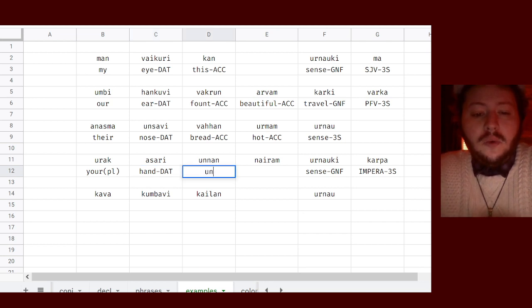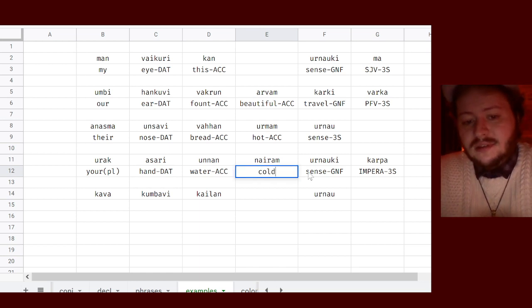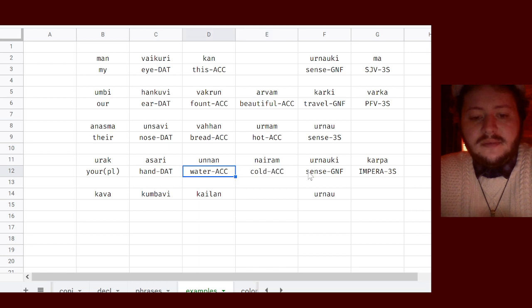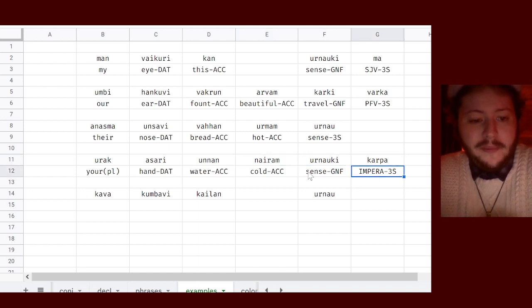Unnan, this is unna, and unna means water. This is water, accusative. And then naira means cold. This is nairam, cold as a direct object, agreement with the noun. So, unnan nairam urnau ki karpa. Urak asari unnan nairam urnau ki karpa.